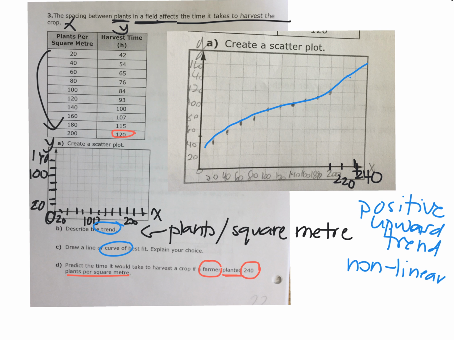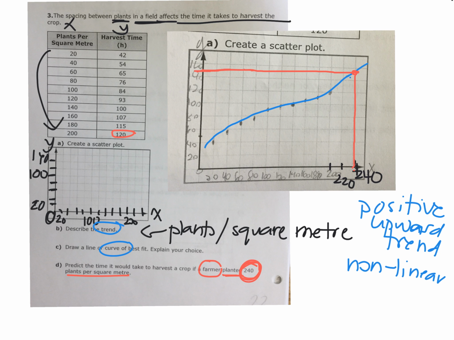So let's follow the trend. See how I extended my blue line? I'm going to start at 240. If the farmer is planting 240 plants, I'm going to go up, up, up, up, up, and stop when I hit my line, because this is the pattern it's following. And we're going to go across and see. It's better if you use a ruler. Approximately, what point would this be? About how many hours would it take?